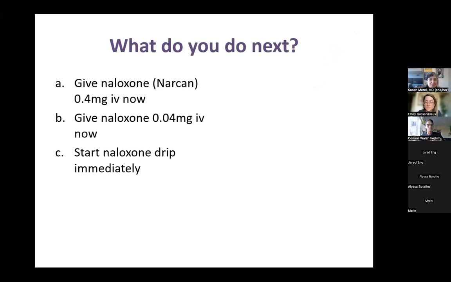So this is kind of mean because we don't have you memorize a bunch of doses. But if you've experienced this, would you give 0.4 of naloxone, which is the whole vial? Would you give her 0.04 of naloxone, or would you start a naloxone drip?